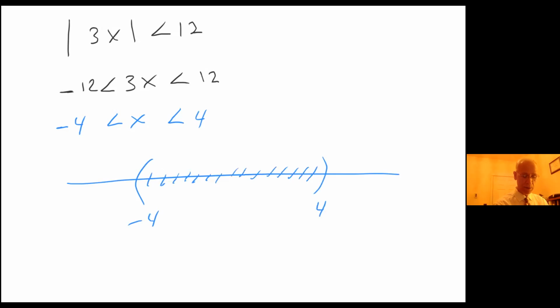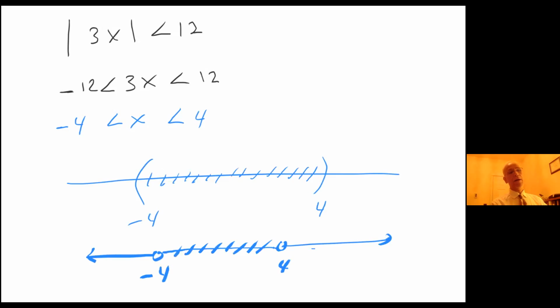Once again, you could use empty holes for -4 and +4 and the numbers in between. Using interval notation, of course, from -4 to +4 with parentheses, because I don't have an equal sign, -4 is not included, +4 is not included.